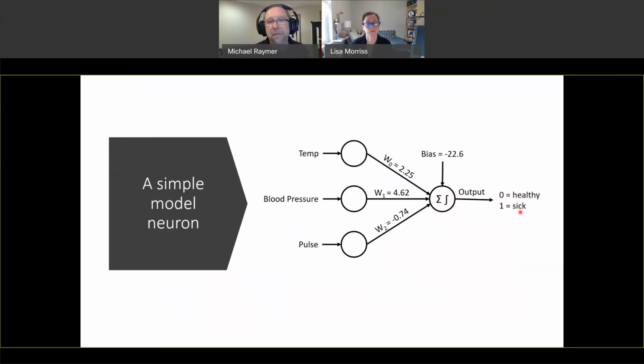to tell us if you're healthy or sick. The trick to making this work is we add some weights. And so what we're trying to do is say, you know what, I figured out that if your temperature times 2.25 plus your blood pressure times 4.62 minus, got a negative weight here, your pulse times 0.74, minus 22.6, is close to 0, you're healthy, and if it's close to 1, you're sick.